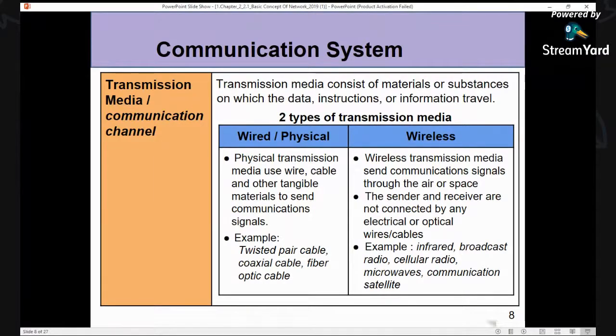Okay, wireless is a transmission media that sends communication signal through the air or space, and the sender and receiver are not connected by any electrical or optical cable, such as our smartphone. Okay, connected wirelessly. So here are a few examples of wireless transmission media: infrared, broadcast radio, cellular radio, microwave, and communication satellite. And each wireless transmission media also has its own function.